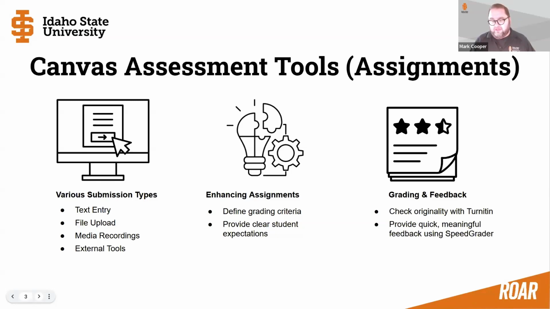For grading and feedback, Canvas does integrate with Turnitin, which helps to check for originality. As I mentioned before, the gradebook is called the SpeedGrader, a tool that streamlines the grading process and allows for detailed and timely feedback. By leveraging these features, you can create structured, engaging, and fair assessments that support student success using the assignment activity.